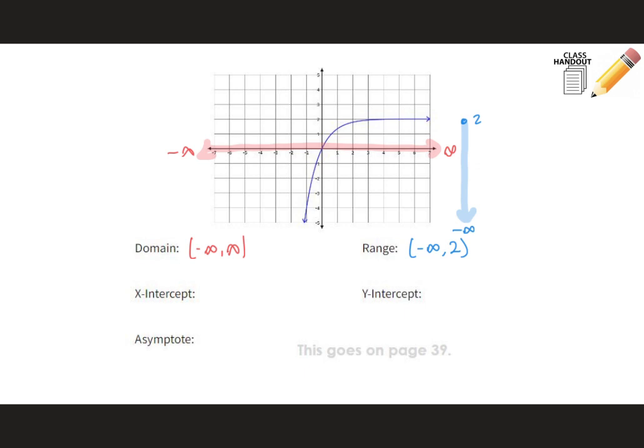So we can actually go ahead and do our asymptote as well. Okay, where it's flattening out is going to be our asymptote. So that's the asymptote. And it's going to be y is equal to 2. So remember, your asymptote and your range should share a number.